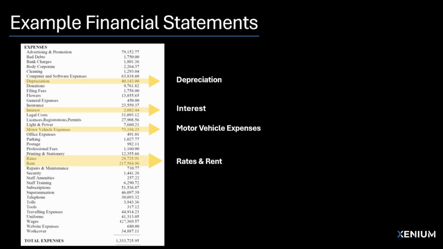So I want to focus on just a few things on the profit and loss. The first one is depreciation, as I mentioned. Interest in this case is quite low. What does that tell you? Well, it means that this business itself, this entity, has a very low level of lending.